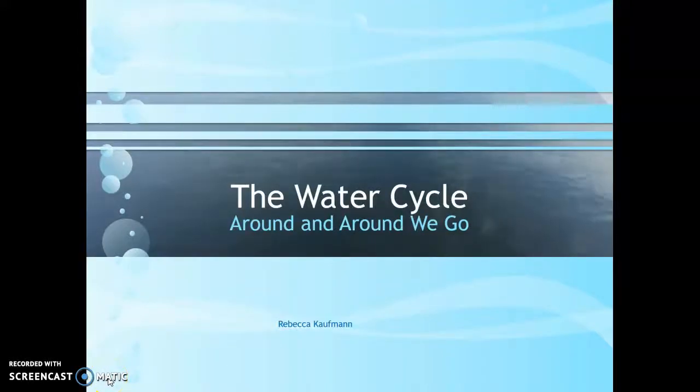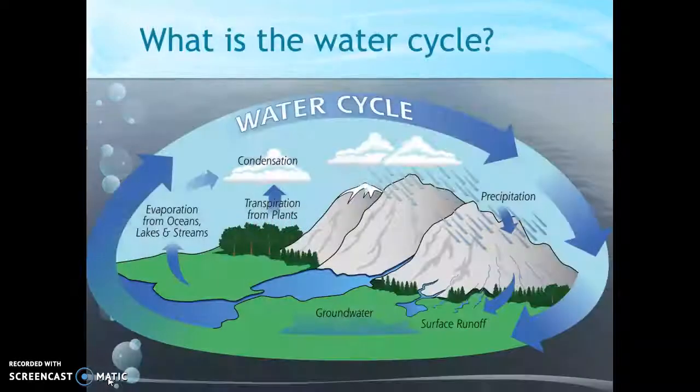So this week's lesson, we're going to be talking about the water cycle. What is the water cycle? The water cycle is how water goes from rain through the rivers or underground back up into the atmosphere, making clouds, and coming back down as rain again.